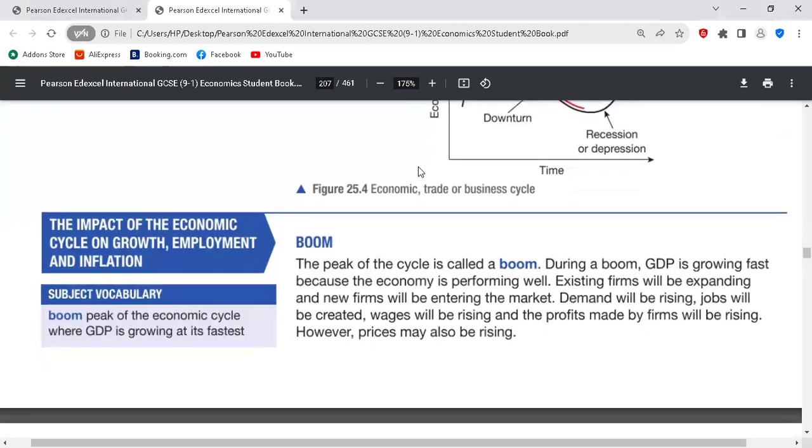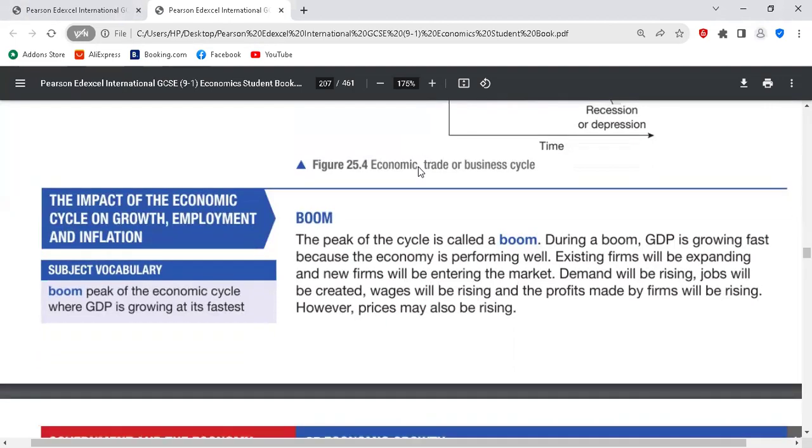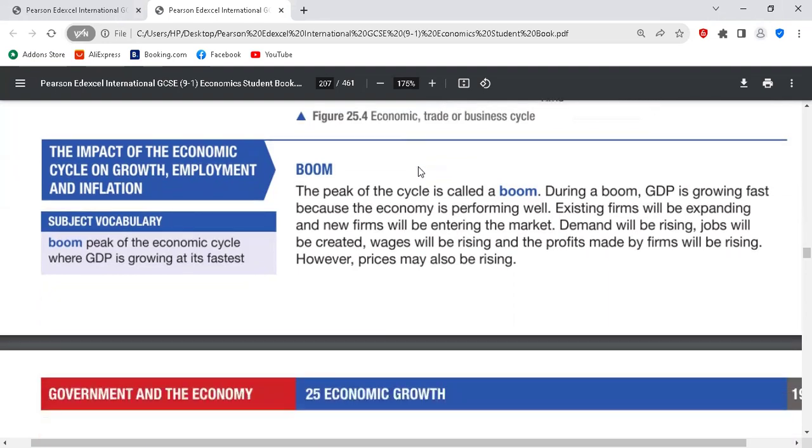Boom. The impact of the economic cycle on growth, employment, and inflation. The peak of the cycle is called the boom. That means things are at the highest. Economic growth is at the highest. So during the boom, GDP is growing fast because the economy is performing well. Existing firms will be expanding and new firms will be entering the market. Demand will be rising, jobs will be created, wages will be rising, and profits made by firms will be rising. However, prices may also be rising.